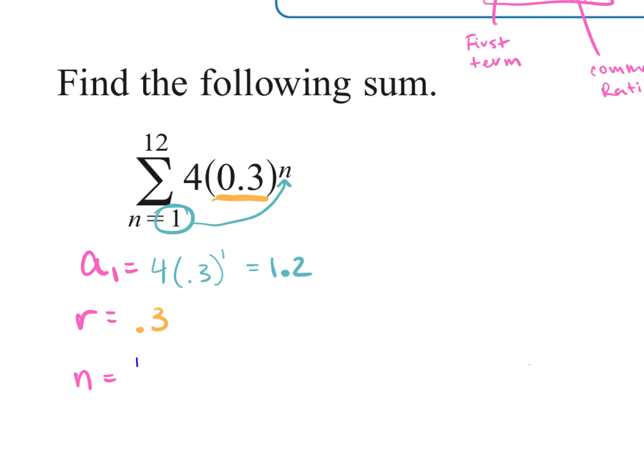We could do top minus bottom plus 1 here. But since it starts with 1, we know that whatever it ends with is going to be our n. But if we did top minus bottom, it'd be 12 minus 1 plus 1, which would just be 12. So our n is 12. So top minus bottom plus 1 works every single time.